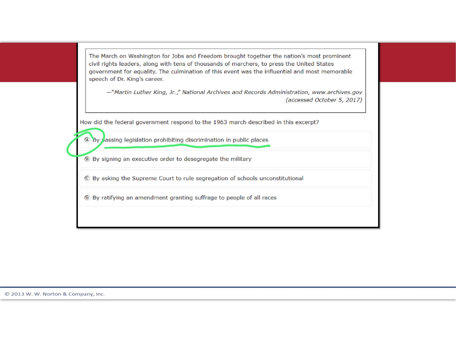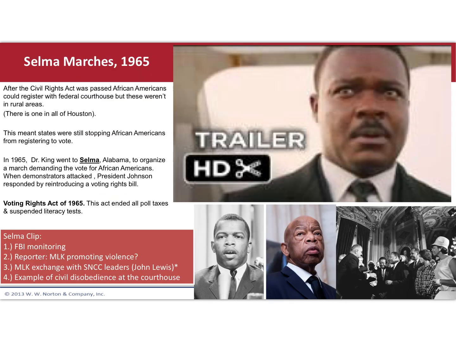Now, once you read this, you can say, okay, I know the march. The March on Washington led to that. And you can figure out which one it is. Martin Luther King's next move would be Selma in 65. The Civil Rights Act was passed. African Americans could register to vote.